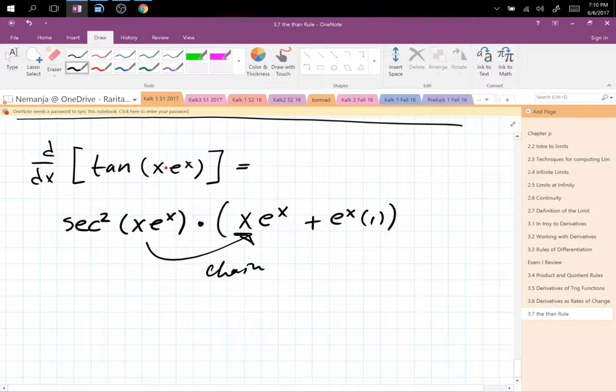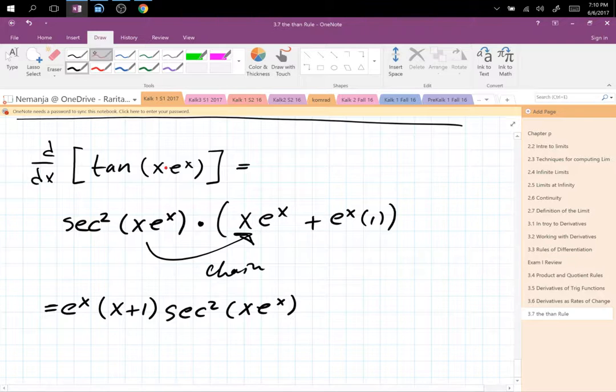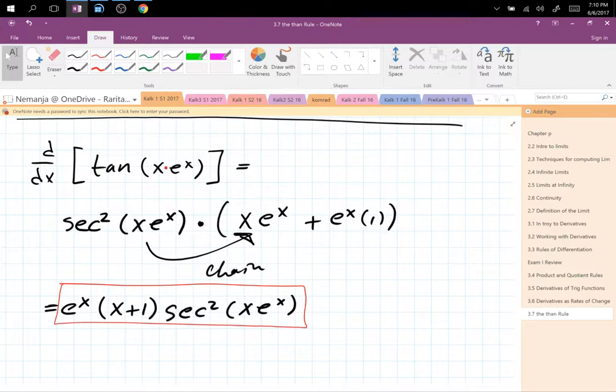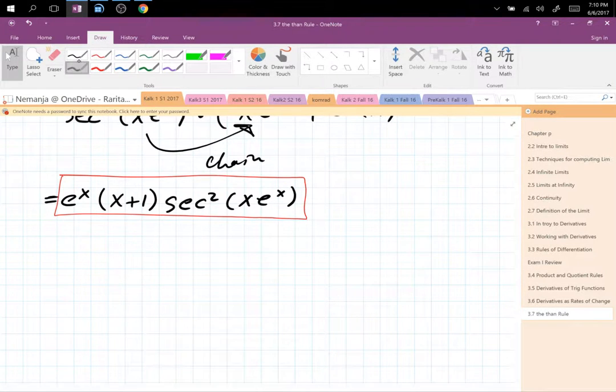We can kick out e to the x, so the final thing would be e to the x kicked out. We have x plus 1 times secant squared x e to the x. There we go. So that was the problem. Now let's take a look at one more, 58, and we're done.